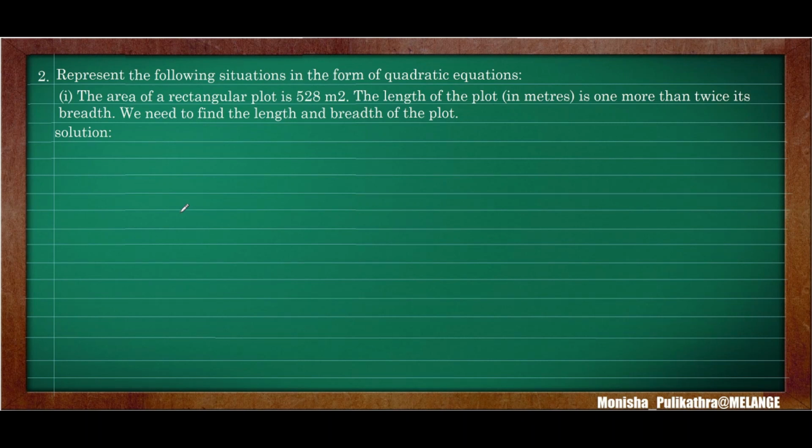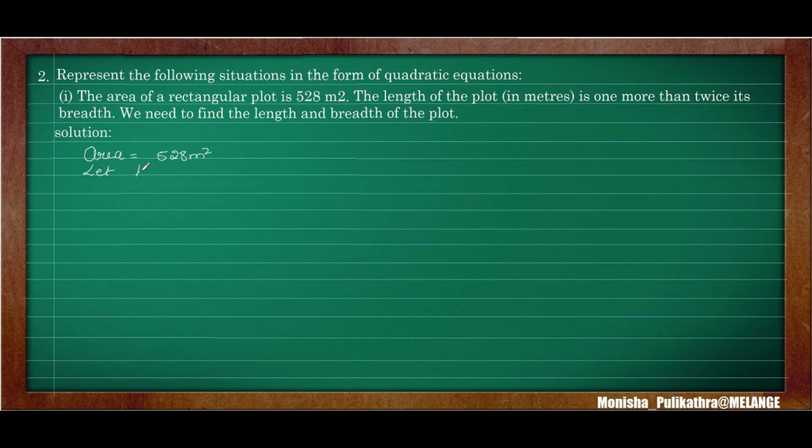So here the area of a rectangular plot is 528 meters square. So the area of a rectangular plot is given. That is, area is equal to 528 meter square. The length of a plot is 1 more than twice its breadth. We need to find the length and breadth. Here length and breadth both are not given.